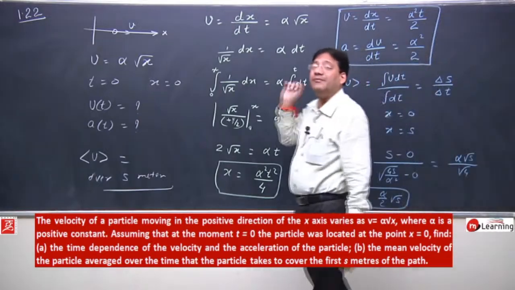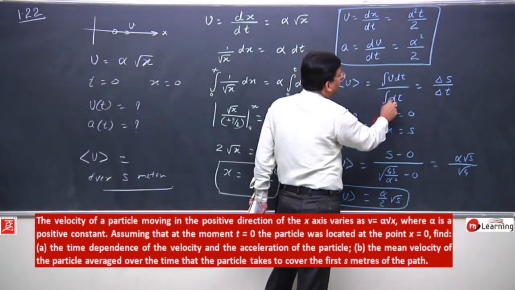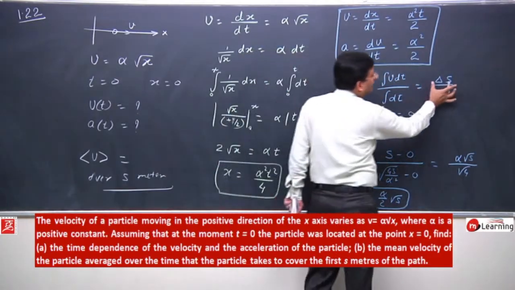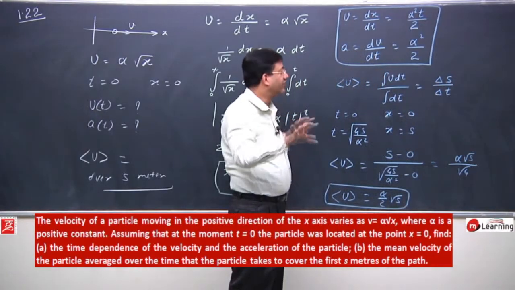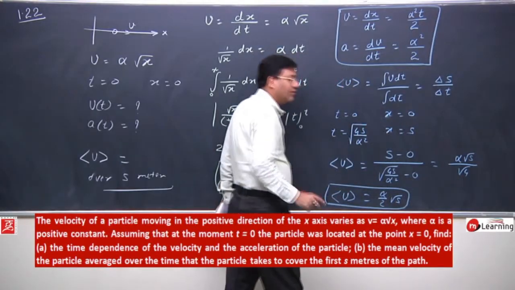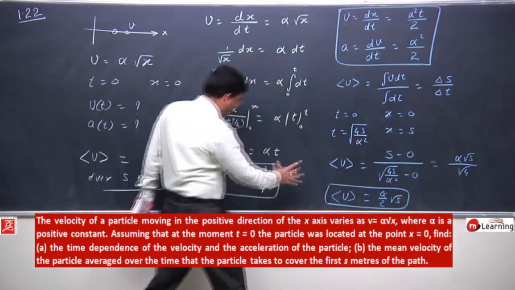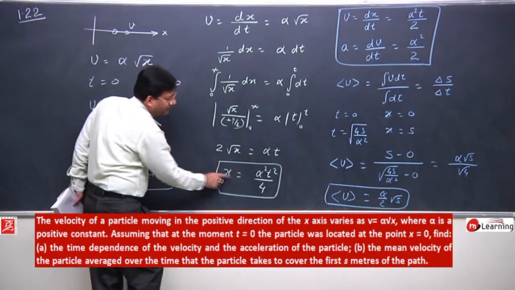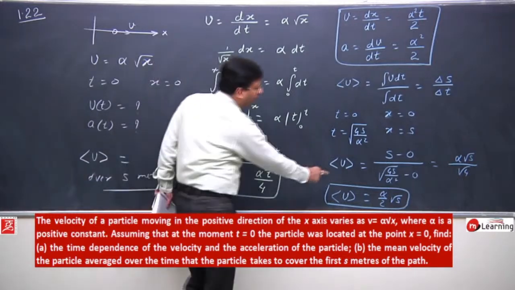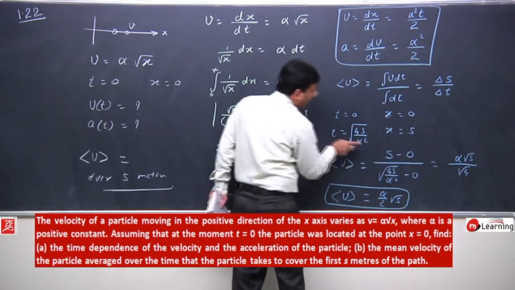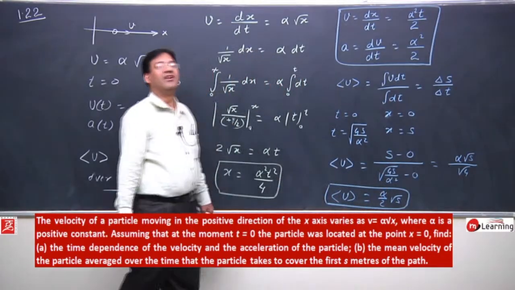And mean velocity. Mean velocity is denoted like this. It's defined as integral of v dt upon integral dt, or total distance upon total time over the interval. At t equal to 0, x is 0. When it travels s meters, this would be the time. We wrote s in place of x, so the time is the square root of 4s by alpha square. This is the time. So mean velocity is distance s minus 0, time is final time minus initial time, and this is the mean velocity.